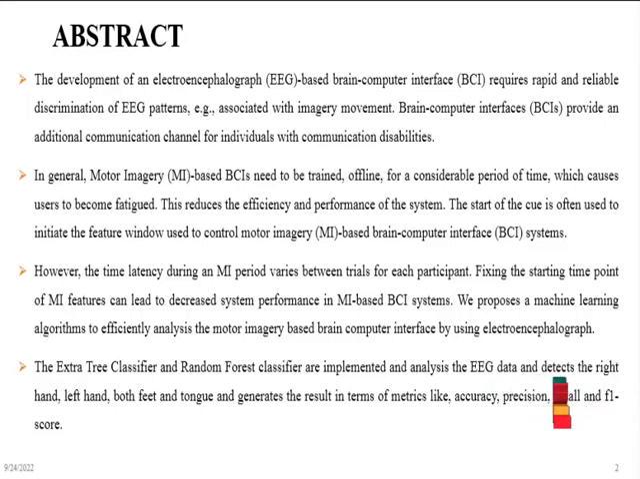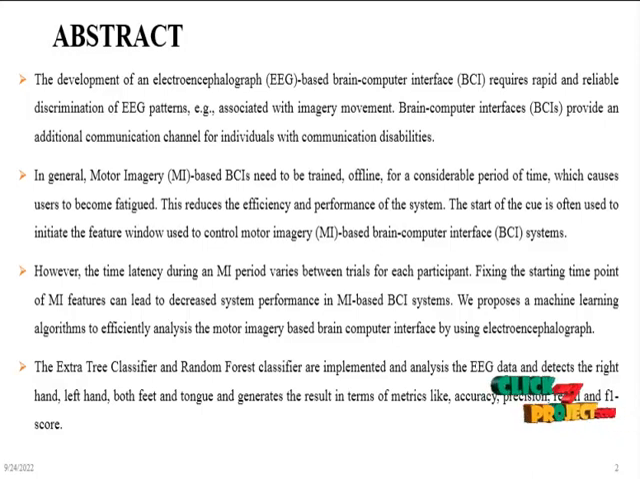In general, motor imagery-based brain-computer interfaces need to be trained offline for a considerable period of time, which causes the user to become fatigued. This reduces the efficiency and performance of the system.